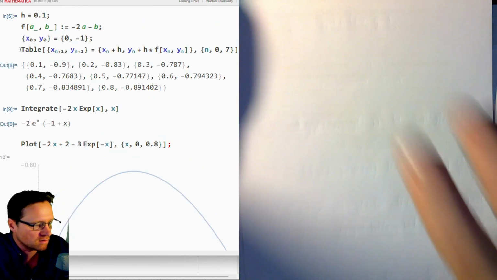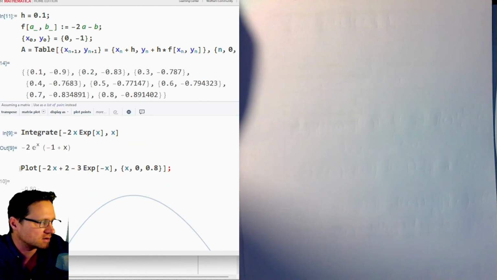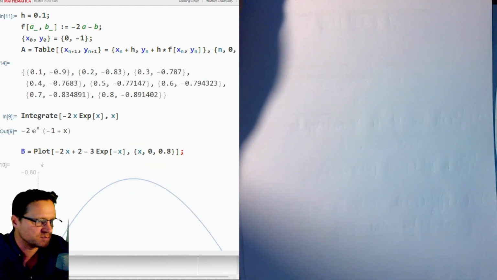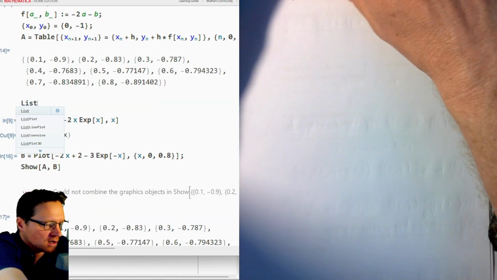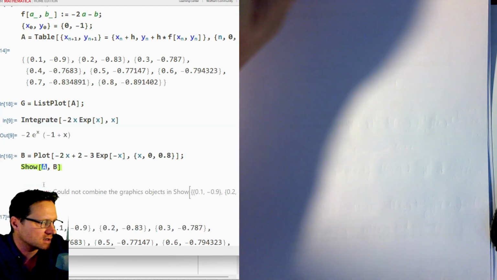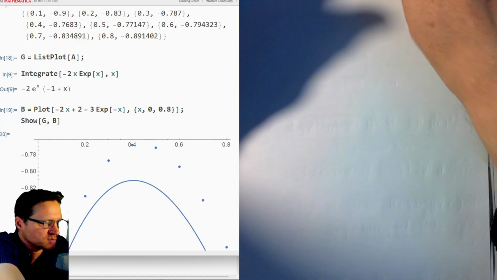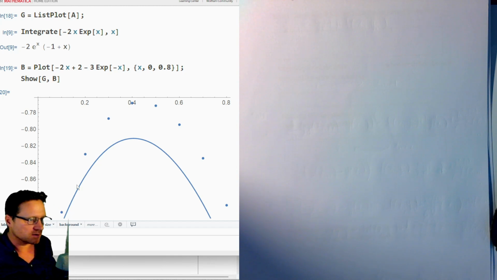Now up here, I'll put this into memory as A, this data that we got. And down here, I'll put this into memory as B. I want to write ListPlot A, and I'll just call that G. And then down here, we'll show G together with B. Okay, and so you can see what's happening. There's a bit of a drift here in the sequence of points because we're following that tangent, and there's a bit of error in that approximation.